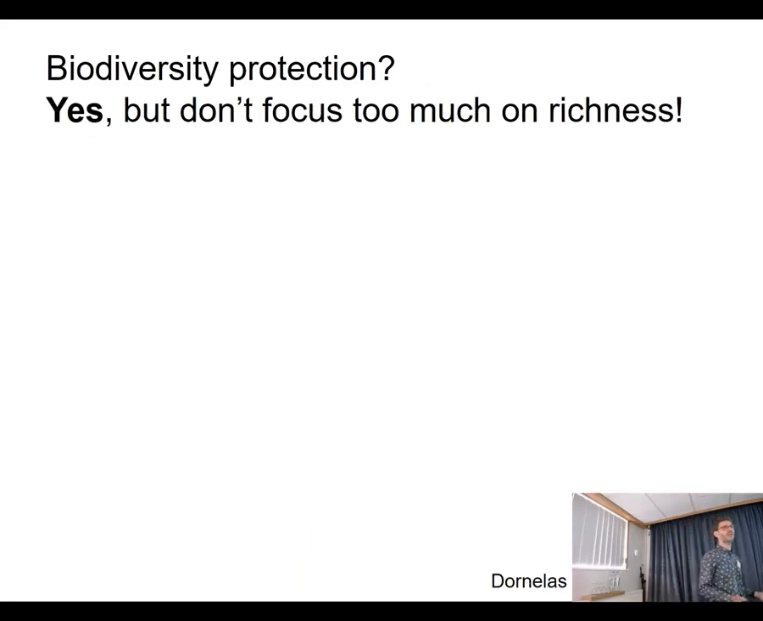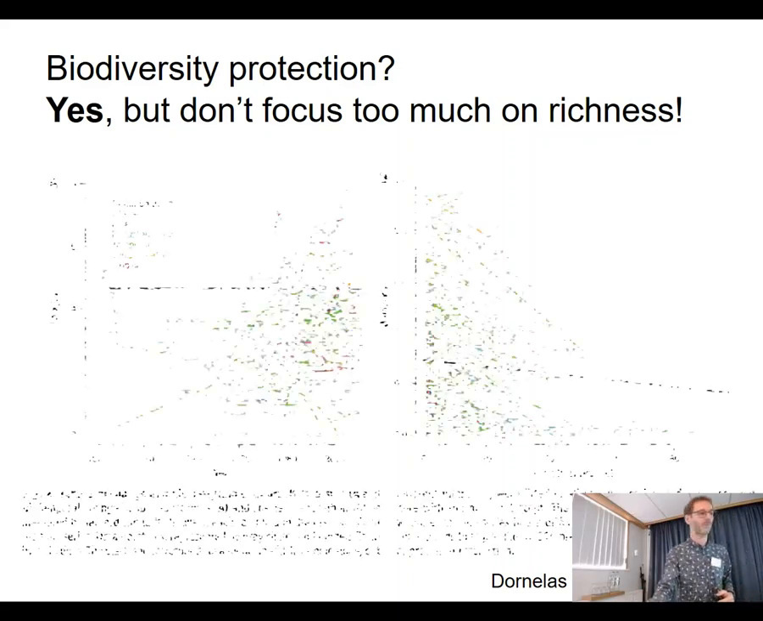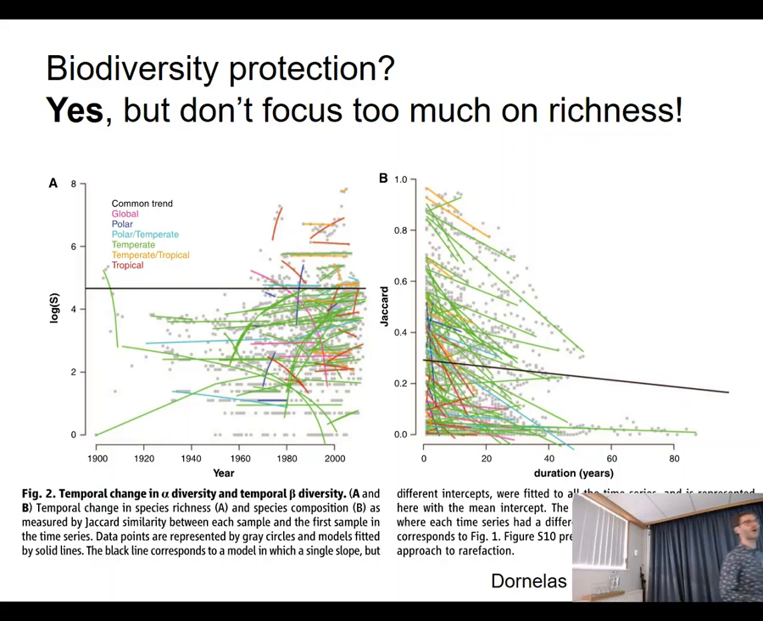So more biodiversity protection, yes, but let's not focus too much on richness, the number of species, even though this is the classical indicator used in many studies. This is why, because this is what's going on at the moment. This is a study from a couple of years ago. This is the number of species that you would find back in the local community. All these different lines are local communities, and the colors tell you where the data come from. And this is the overall trend for the planet, basically. Locally, there is not a consistent loss or gain of species.